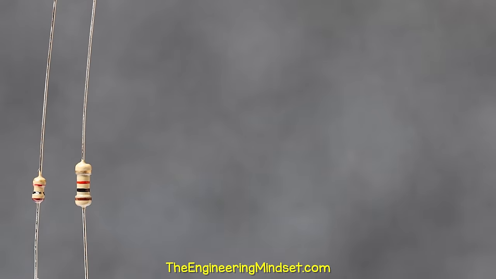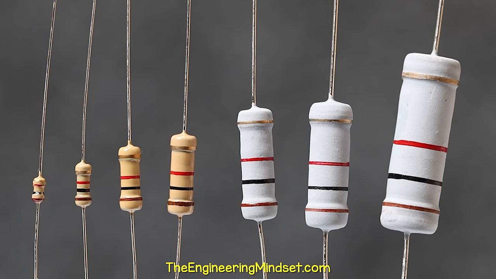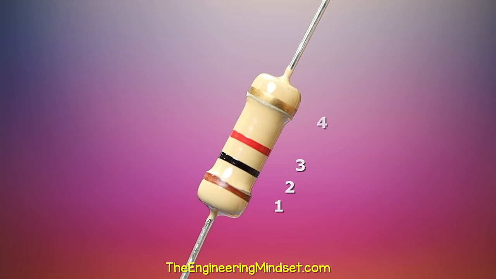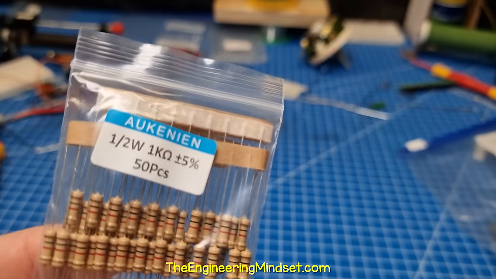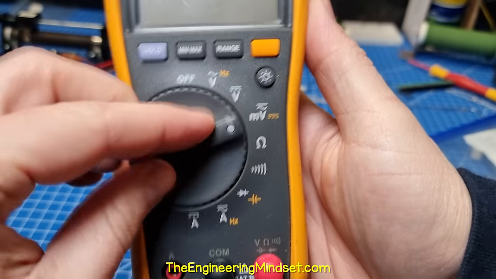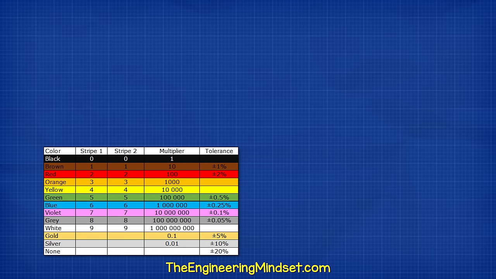The larger the resistor, the more heat it can dissipate because of the larger surface area. So, the bigger the resistor, the larger the power rating. We usually find 4 stripes on these resistors, which indicates the resistance value. The packaging usually tells us the resistance, or we can quickly measure it with a multimeter. However, sometimes we need to look up the values using this chart.